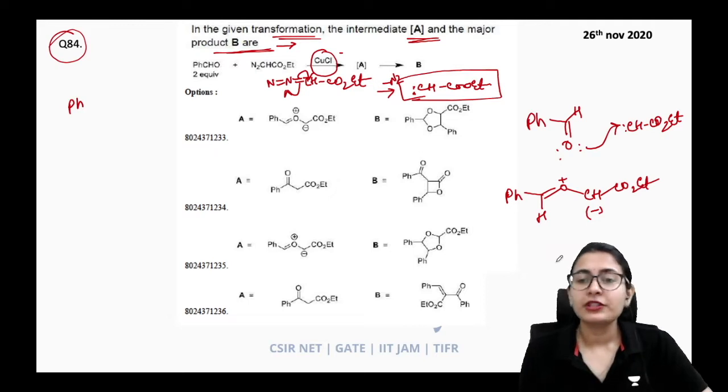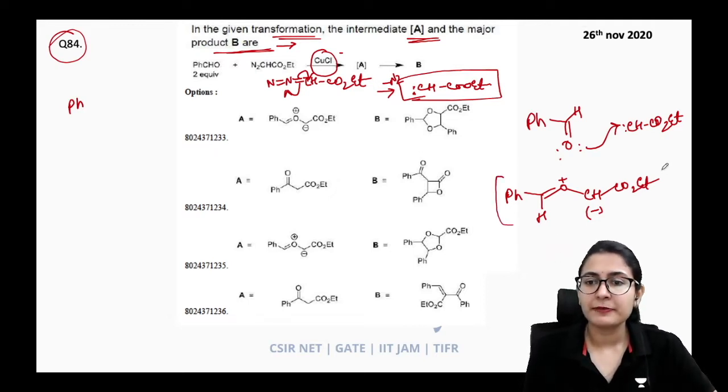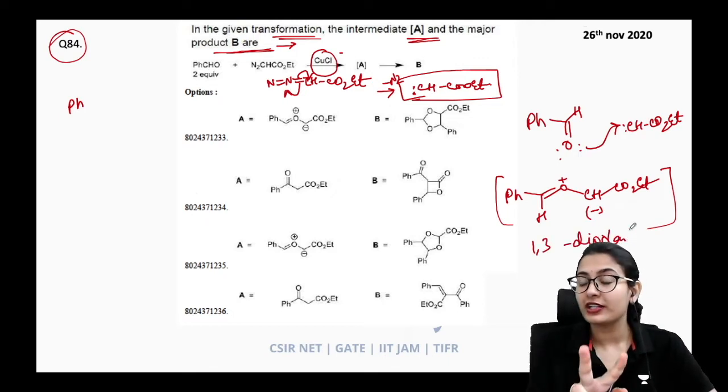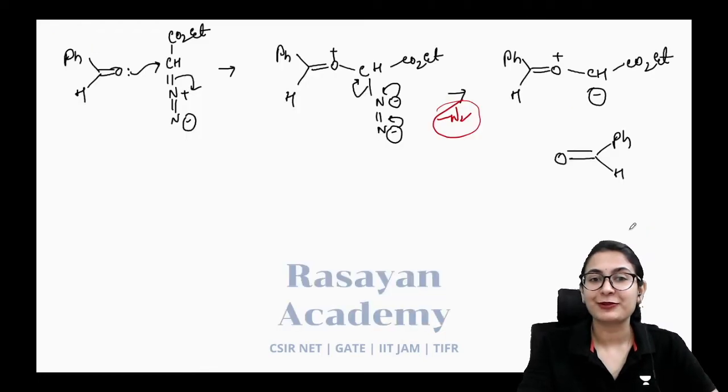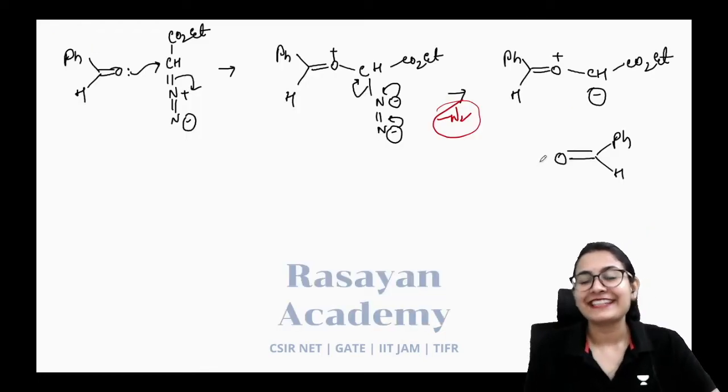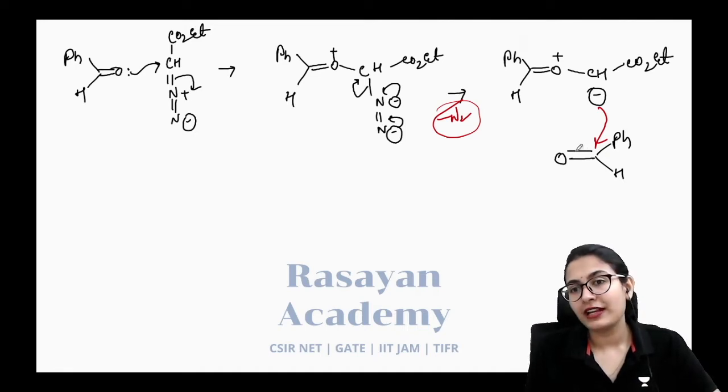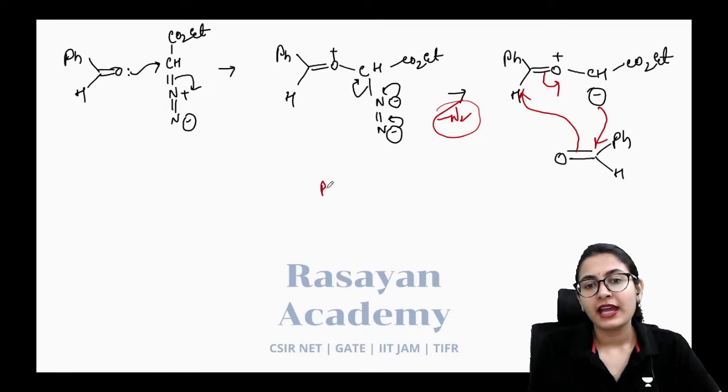Nothing else, no other nucleophile present. So absolutely, this is the species that you get. What is this? 1,3 dipolar species. So there are two questions which got asked from pericyclic, both from 1,3 dipolar species, right? Yes, and after that, there is one more equivalent of aldehyde, benzaldehyde, which is present. It was given in the question only, and you can write it down in this way.